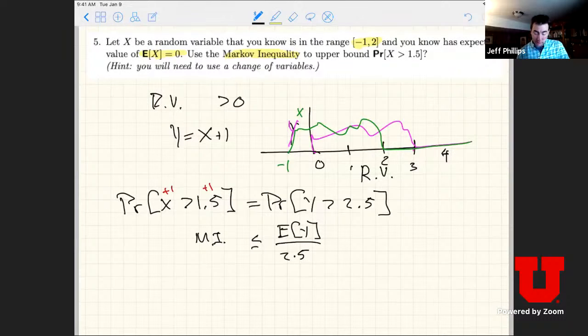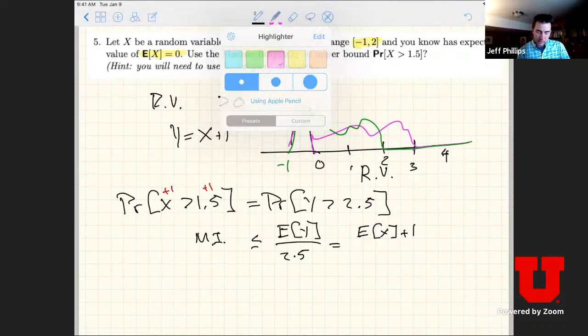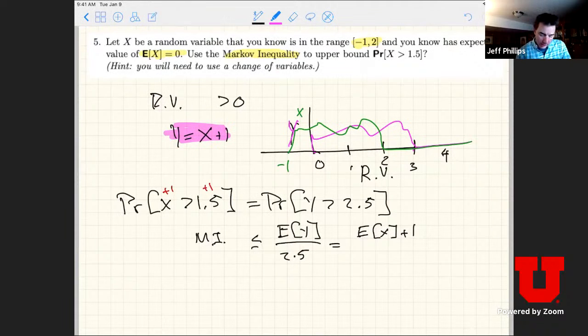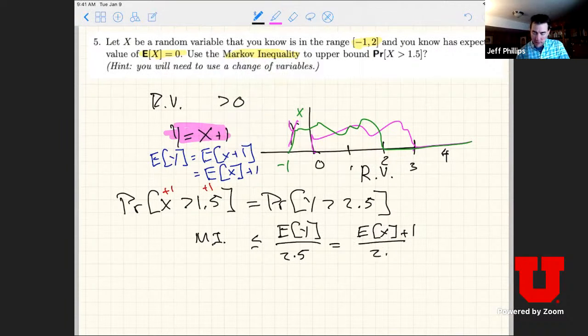I know that. The expected value of y is the expected value of x plus 1, so by linearity of expectation this is equal to the expected value of x plus 1, taking the 1 outside the expectation. And this is divided by 2.5. Now the expected value of x is 0, so 0 plus 1 divided by 2.5 is 1 over 2.5. I can leave it in this form.